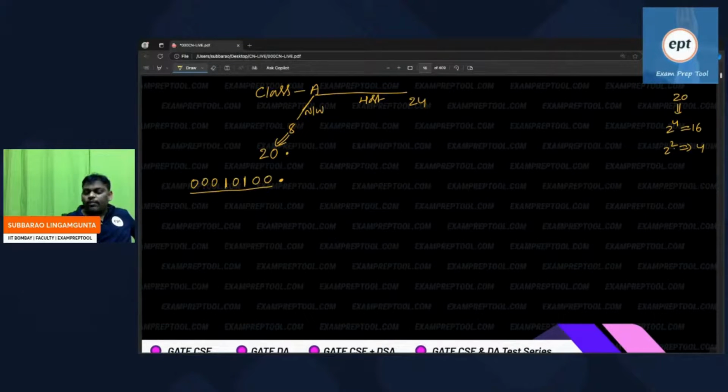Class A, right? If you take class A, network part is 8 bits, host part is 24. So using 8 bits, I am representing 20. Can anyone help me now?